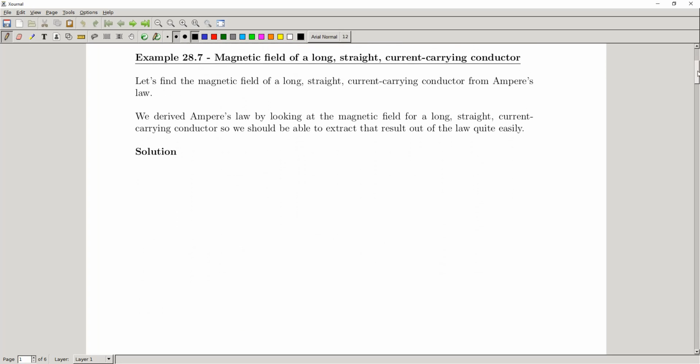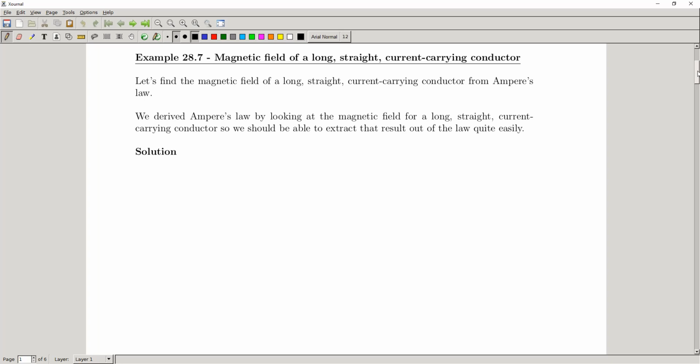This first example is 28.7 from the textbook. This is the magnetic field of a long straight current carrying conductor. If we remember how we built Ampere's law, we built it by looking at the result for a long straight current carrying conductor, and then we built Ampere's law out of that result. So we really expect that we should be able to very quickly pull the result back out of Ampere's law, right? It should be able to go both ways. And we're going to find that that is in fact the case.